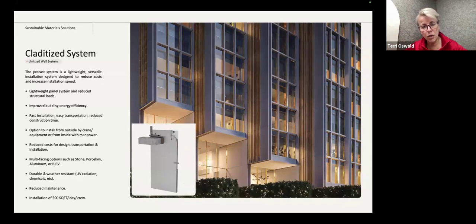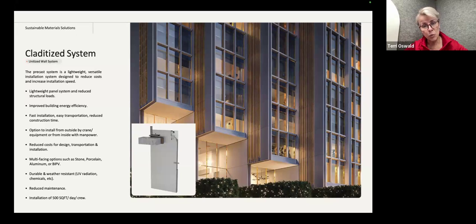Our second installation is our cladditized system. This acts as a substitute for precast. It installs the same way. It's a slab-to-slab connection, but precast is 100, 150 pounds per square foot. Our technology is 5 pounds per square foot. So all of the logistical challenges that come with dealing with the heavy material, all the structural support that you typically need can be eliminated.